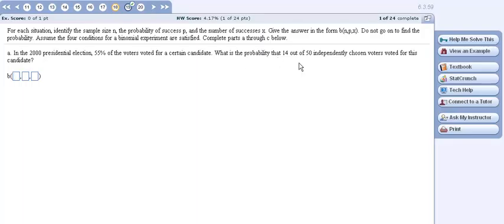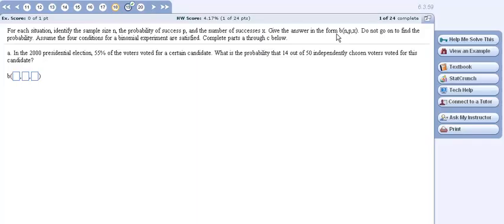It's pretty much the same type of problem. It says what's the probability that exactly 14 out of 50 will vote for this candidate, and we're going to have the exact same thing. Our value of p is 0.55, our value for n is 50, and our value for x is 14.